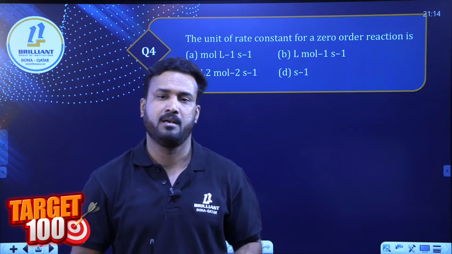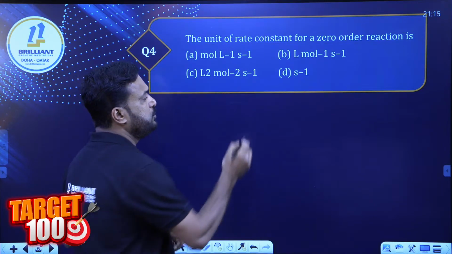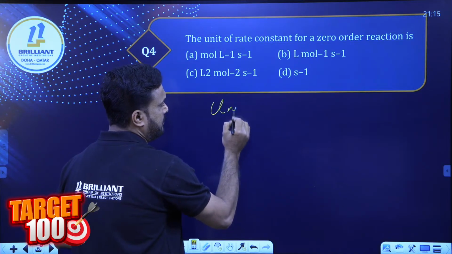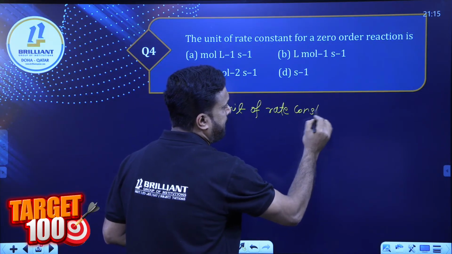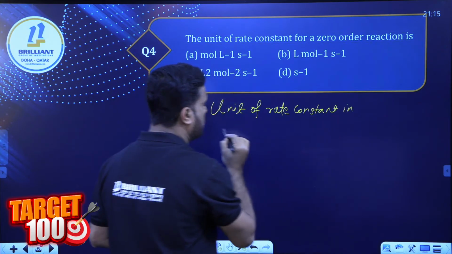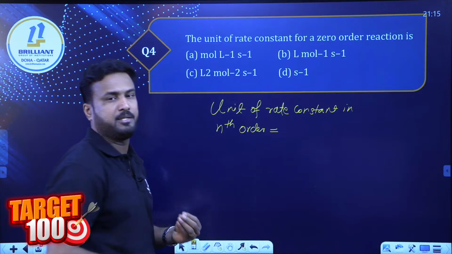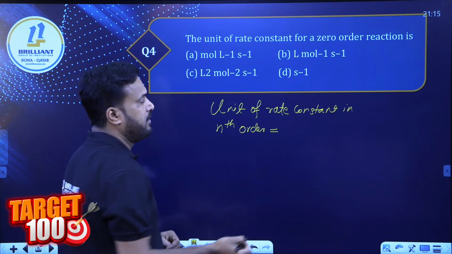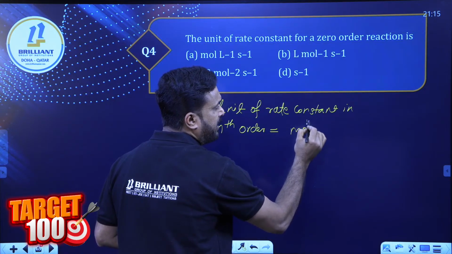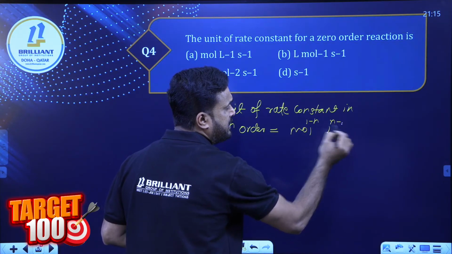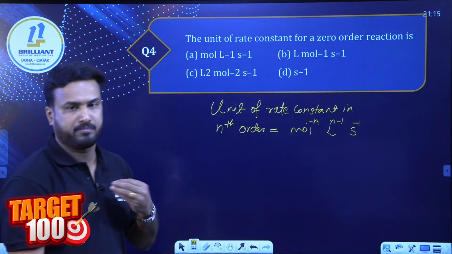The unit of rate is the same, but the unit of the rate constant is not the same, isn't it? For nth order, we have a general equation. What is the general equation? Do you remember? Yes, for the nth order reaction, the unit is mole raised to 1 minus n, liter raised to n minus 1, and s raised to minus 1, where n is the order of the reaction.